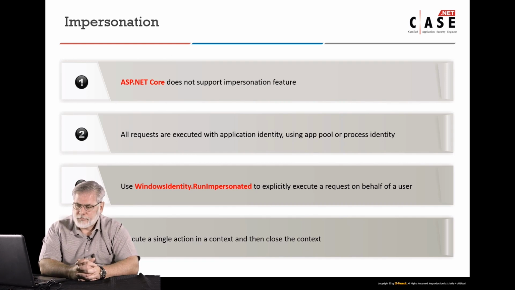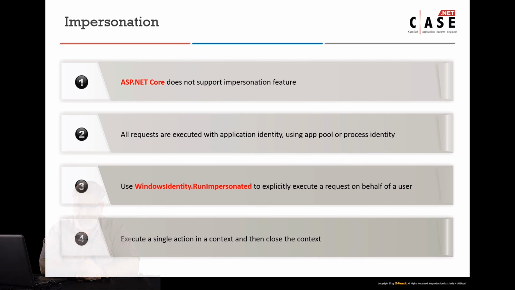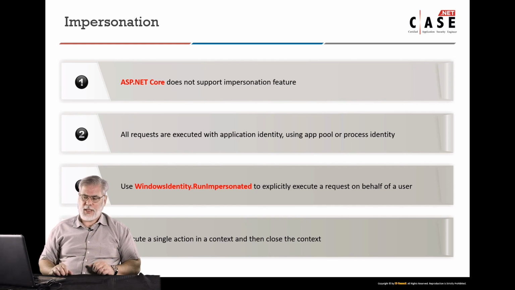Impersonation. ASP.NET Core doesn't support an impersonation feature by default. We've seen some ways to do some impersonation. All requests are executed with the application identity using your application pool or process identity. You can use the Windows identity, run impersonated, to execute a specific request on behalf of a user. That allows you to execute a single action in that context and then close out the context.